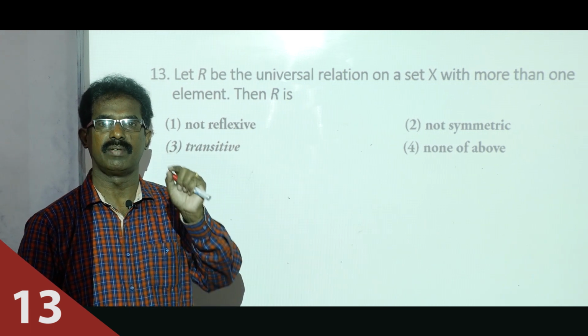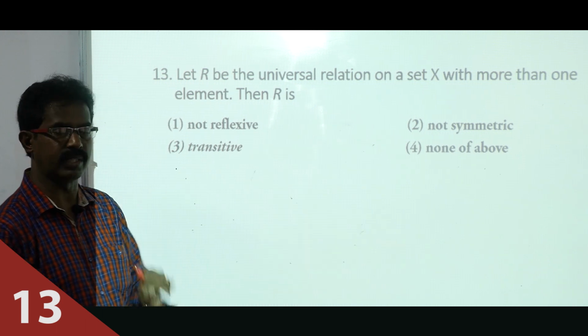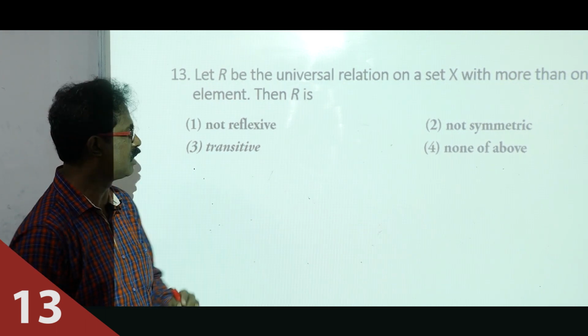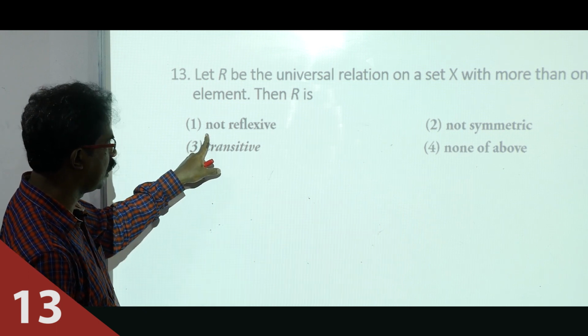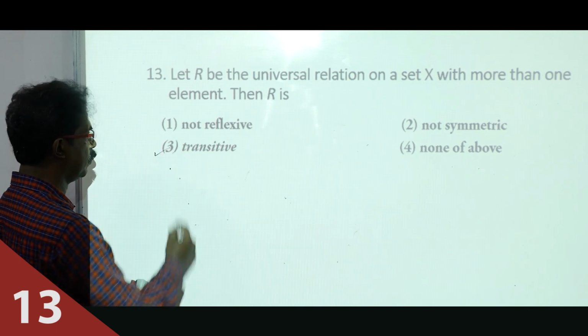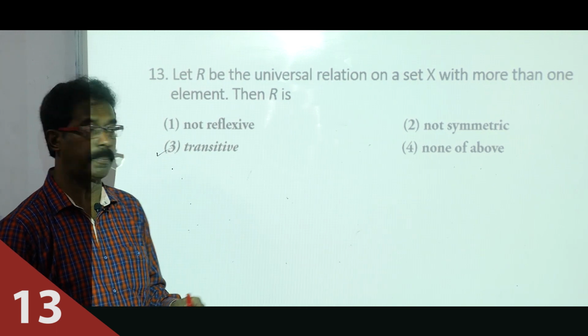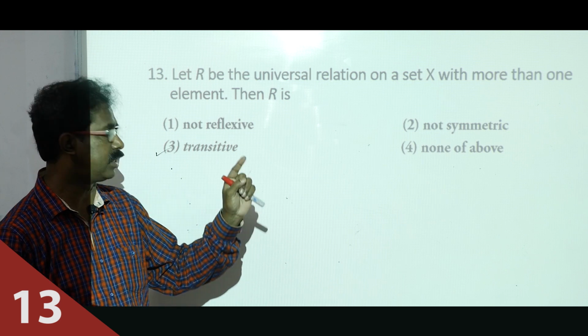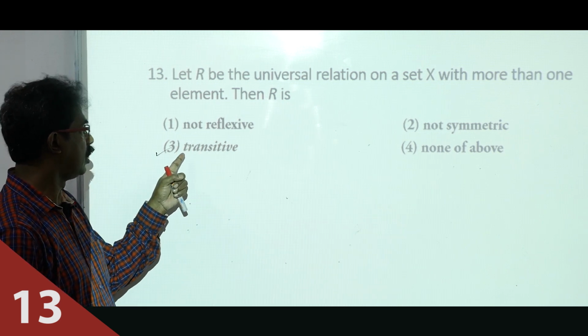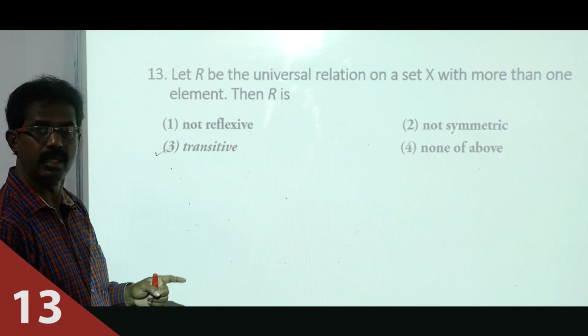So what do you do? Give the best option. You know, it is reflexive, symmetric, transitive, and equivalence. So among these 4, not reflexive, you cannot take it. Not symmetric, you cannot take it. Transitive, yes, it is transitive. And another one is none of these. Suppose if an option is equivalence relation, we take that one. But among these 4 options, the best option is that it is transitive. So we select the third option.